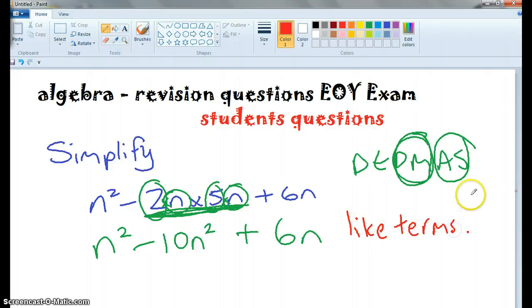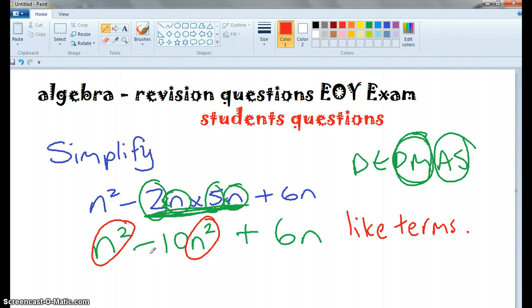So what we're looking at here is we've got one lot of n squared here, and we've got 10 lots of n squared there. So we can think of it as n squared minus n squared, minus n squared, and so on, minus n squared, 10 times. That's why we do multiplication, because it's repeated addition or repeated subtraction.